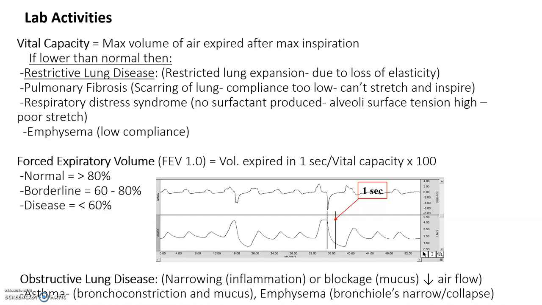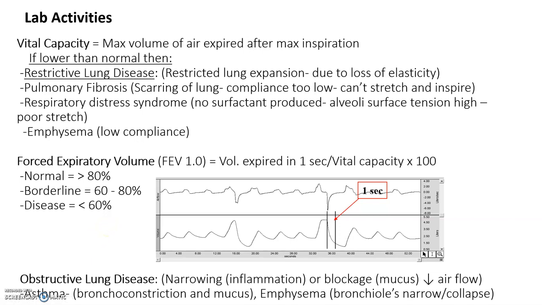The other thing that we'll be measuring is forced expiratory volume, which is, again, the amount of air that can be expired during a single second. Normal people should be able to get about 80% of that air out in a second. Borderline would be between 60 and 80, and disease would be below 60. The disease in this case is obstructive lung disease.